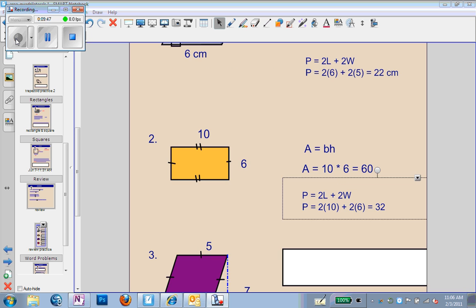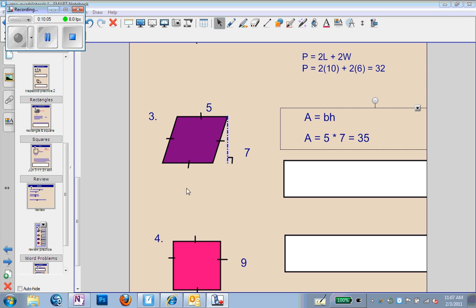For our rectangle, the area is base times height, or length times width, whichever you'd like to think of, which gives us 60. Our perimeter is the formula 2L plus 2W, which you do need to know. So that's 2 times 10 plus 2 times 6, which is 32.